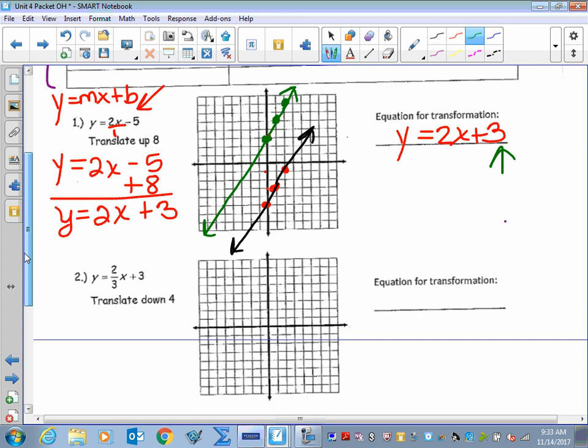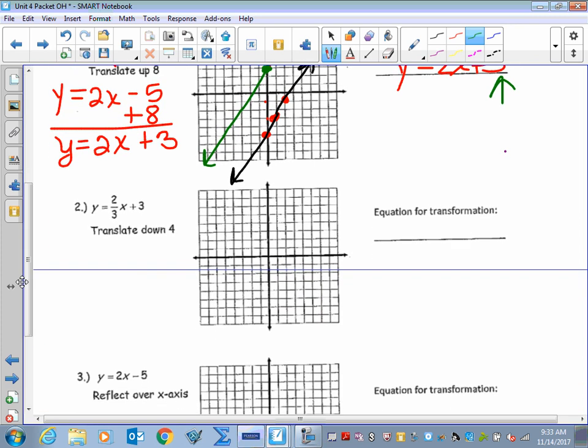All right, so let's take a look at number 2. So if I'm going down, I'm going to subtract from the y-intercept, but let's graph it first. So our beginning point here is at 3. And then my slope is 2/3, so I'm going to go up 2 over 3, up 2 over 3.